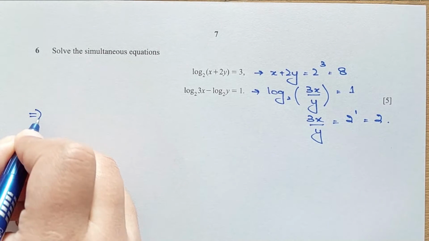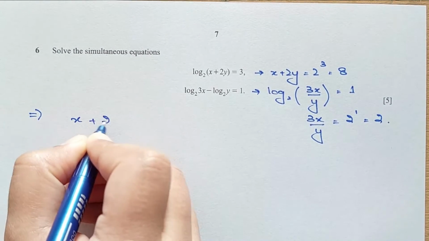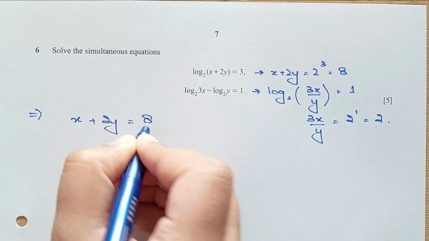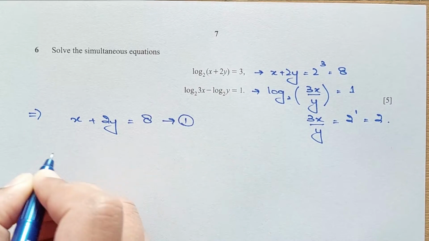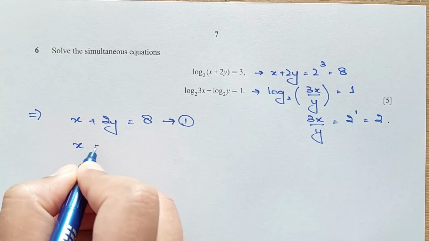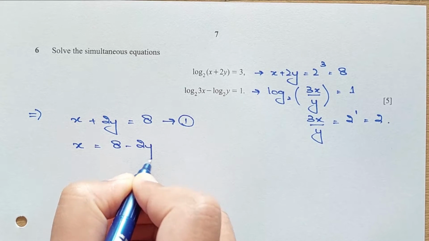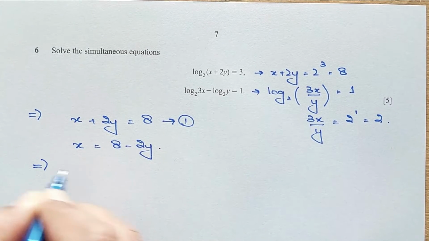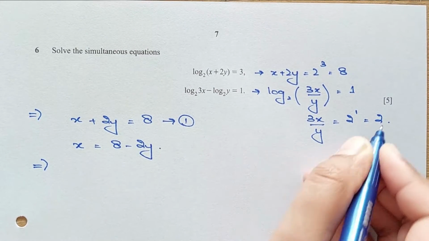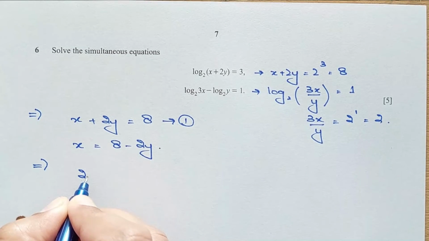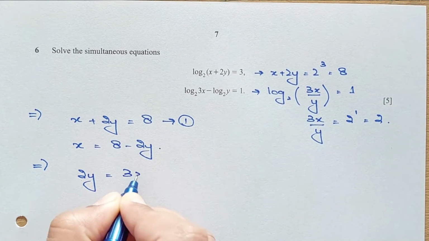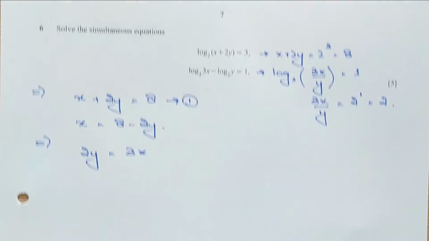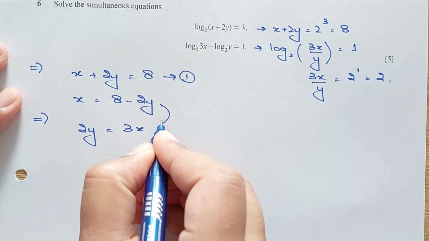So let me rewrite the two equations. We have x plus 2y equals 8. This is my first equation, and from the first we can solve for x, that is 8 minus 2y, right? And my second equation is 3x equals 2y, because we just multiply by y, right? So substitute that x value into this equation.